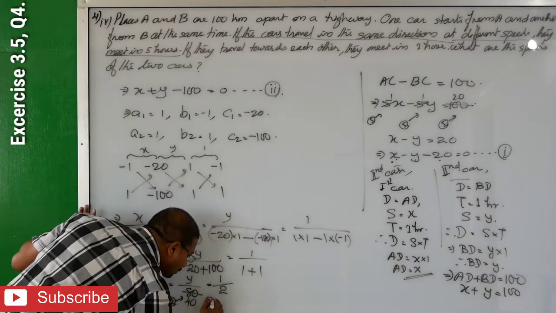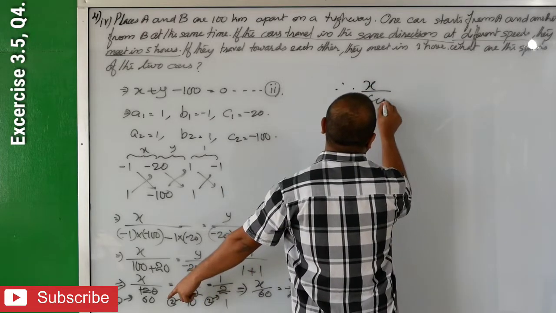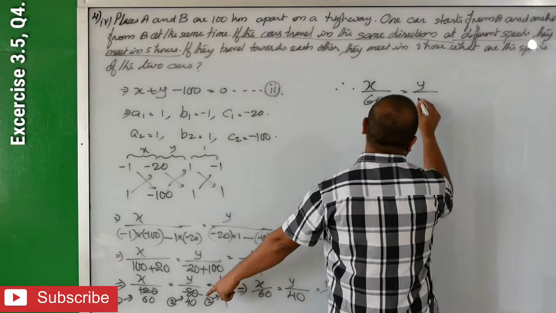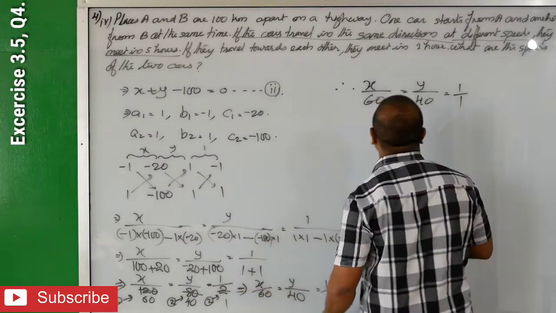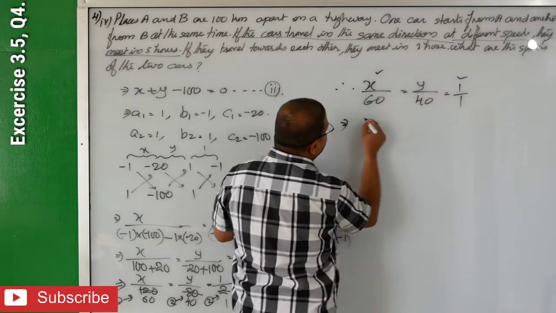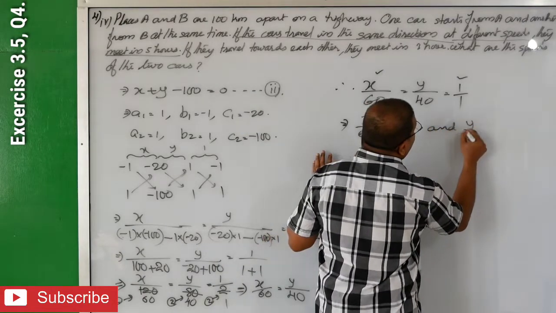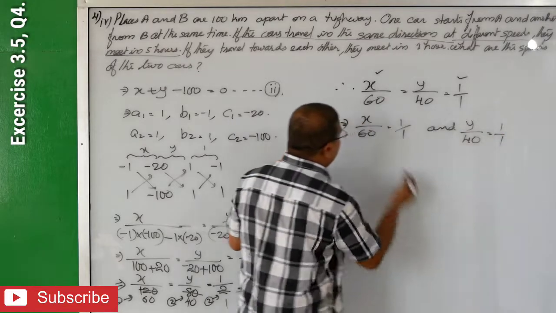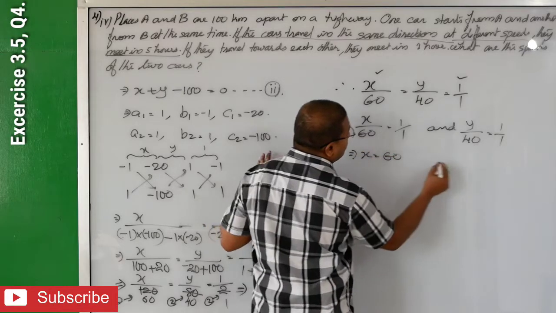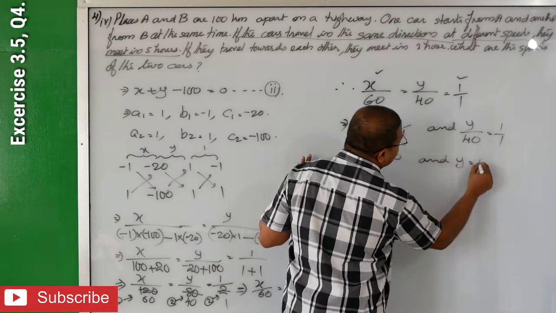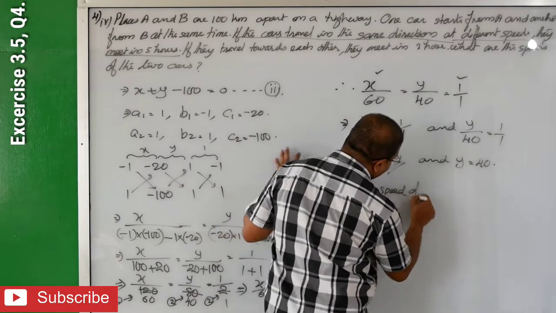Now when you cancel here by 2, 2 1s are 2. So, therefore x by 60 equals y by 40 equals 1 by 1. Ready? This implies first and last, that means x by 60 equals 1 by 1 and y by 40 equals 1 by 1. Now cross multiplying, x into 1 is x, 60 into 1 is 60, that means this implies x equals 60 and y equals 40.